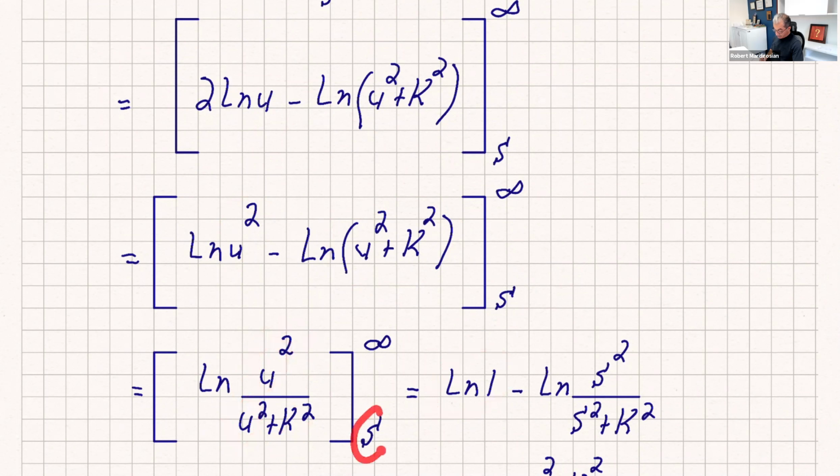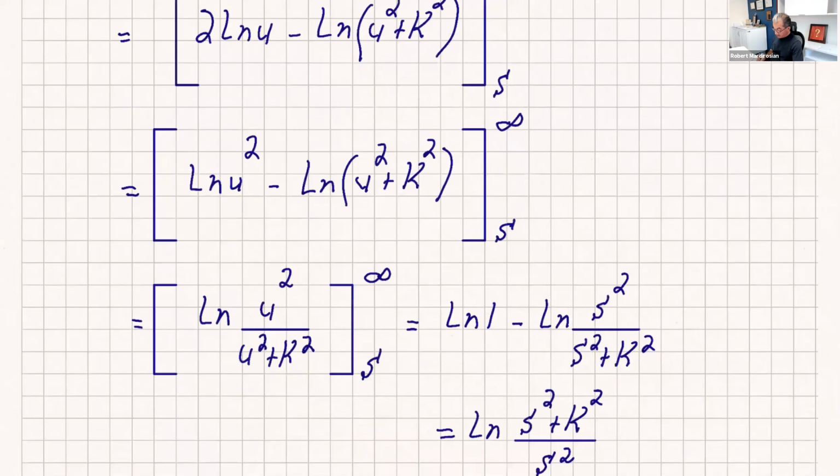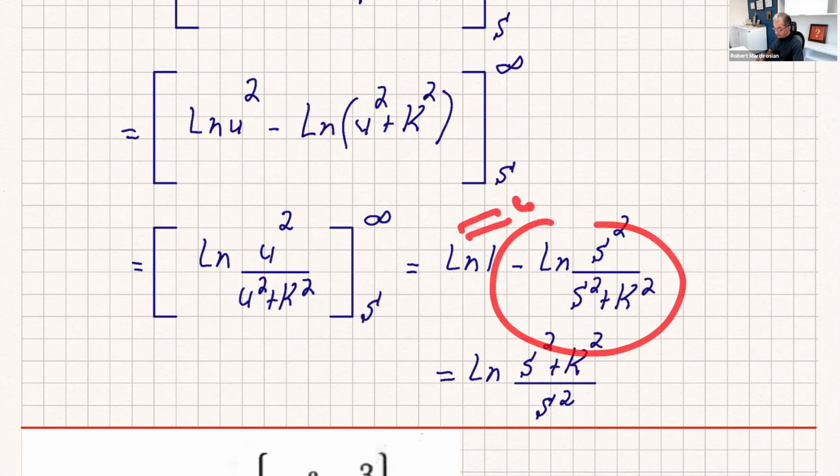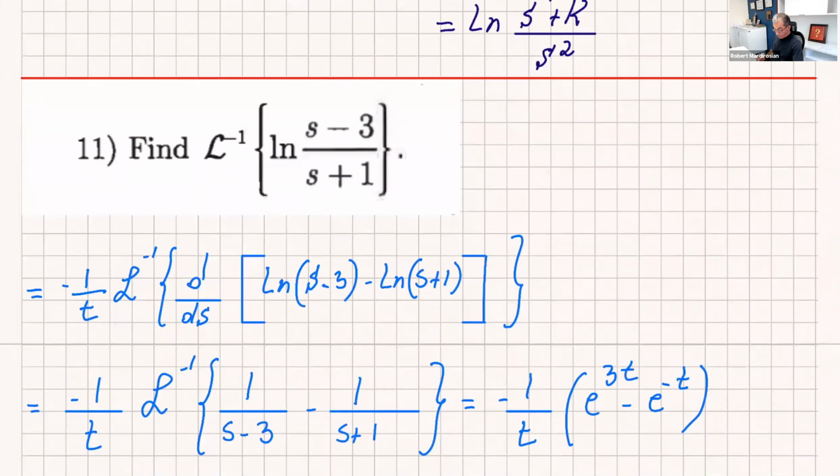And then for this one, you just substitute u by s and you're left with negative ln of s squared over s squared plus k squared, but you can flip this fraction and then get rid of the negative sign. Both answers are good, and this is 0. So the answer, you can write that as negative ln of s squared divided by s squared plus k squared, or simply ln of s squared plus k squared divided by s squared.